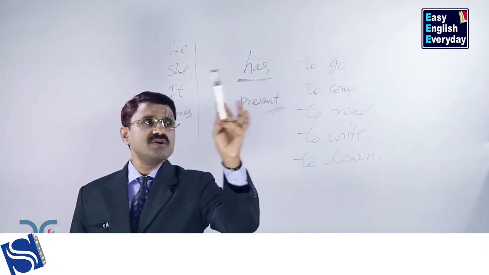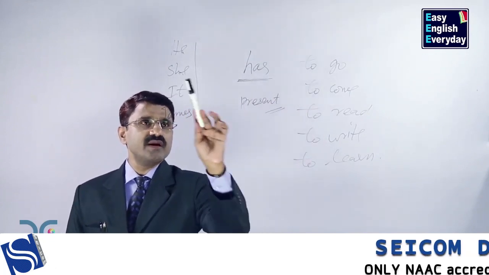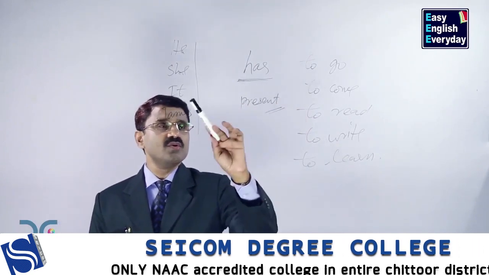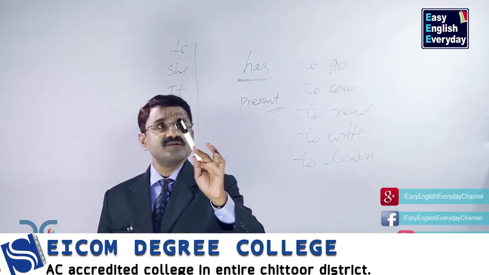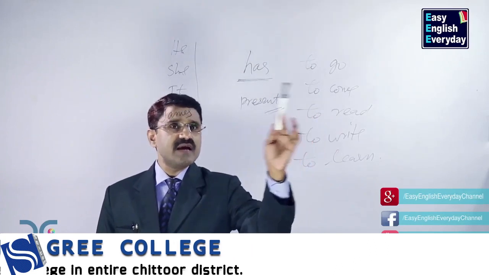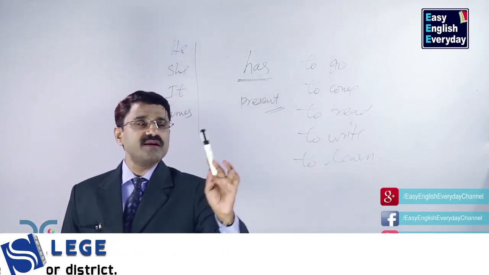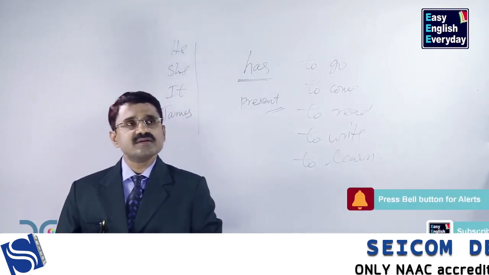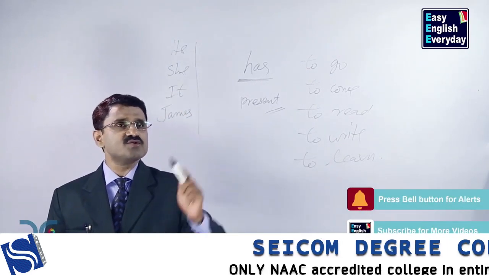She has to go, she has to come, she has to read, she has to write, she has to learn. It has to go, it has to come. James has to go, James has to come, James has to read, James has to write, James has to learn. So you can make sentences in this way.